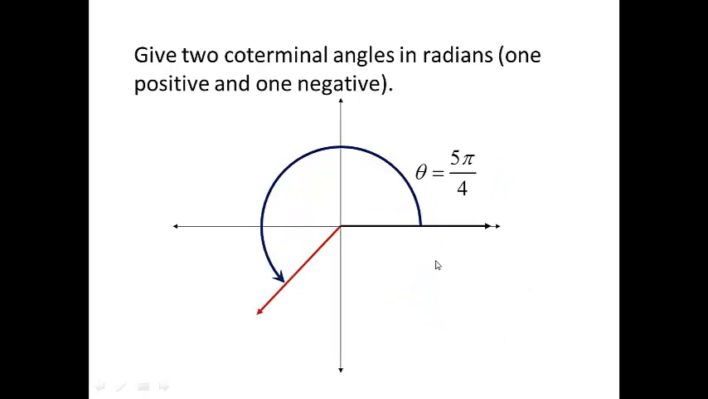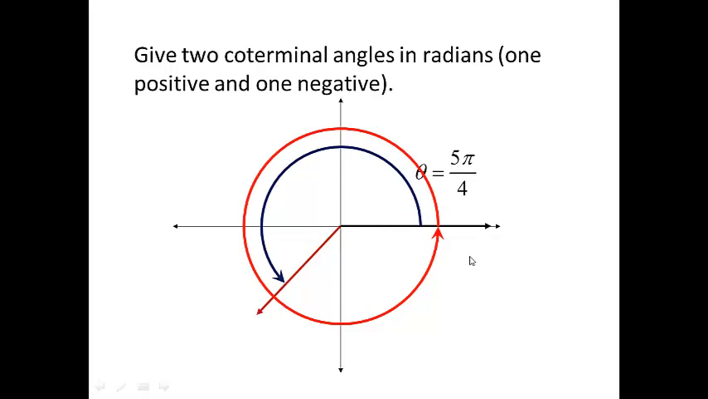Okay? Let's try a different one. Give 2 coterminal angles in radians, one positive and one negative. So here we have a positive 5 pi over 4, because we know 4 pi over 4 is 1 pi, and that's half a circle. So another fourth of a pi will get me down here. How do we get another coterminal angle that's equivalent to this red line here from this black one?